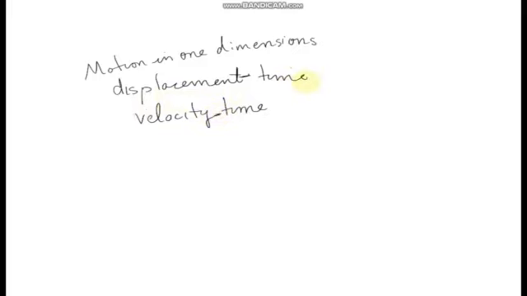डिस्प्लेसमेंट टाइम ग्राफ की स्लोप से हमें वेलोसिटी पता लगती है और वेलोसिटी टाइम ग्राफ की स्लोप से हमें एक्सेलरेशन और रिटार्डेशन पता लगता है. So if you have all the knowledge about displacement time graph and velocity time graph, we can do the questions, the numericals based on this.